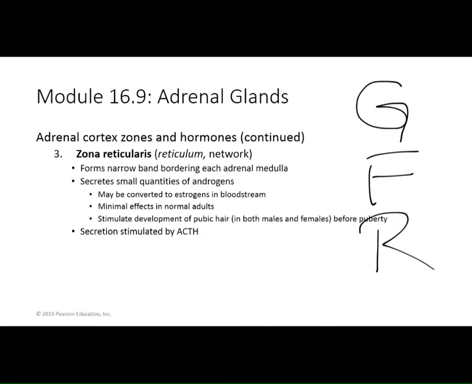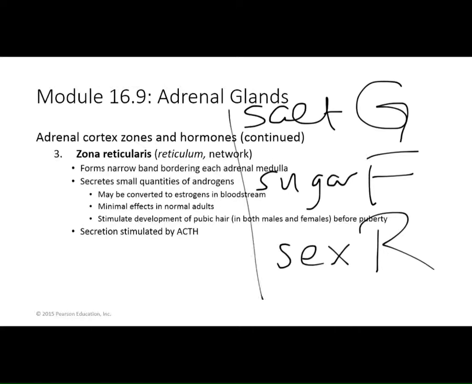These three layers: salt, sugar, sex. Okay? So as far as the three layers, what hormones are they making? The glomerulosa is making salt, mineral corticosteroids. The middle layer, fasciculata, is making sugar, glucocorticoids. And the reticularis is making the sex hormones. So salt, sugar, sex, those three are the primary way of remembering. That's how I remember these three layers.